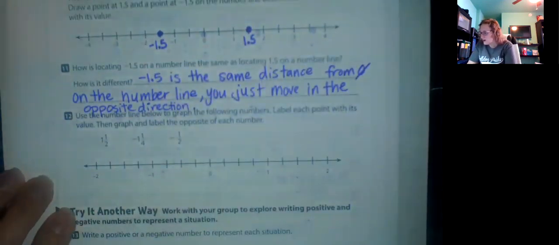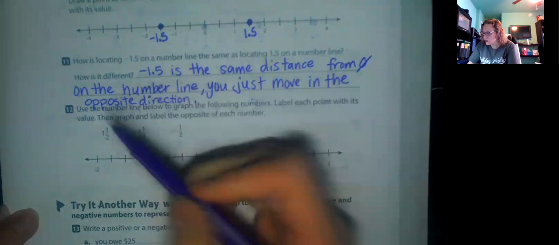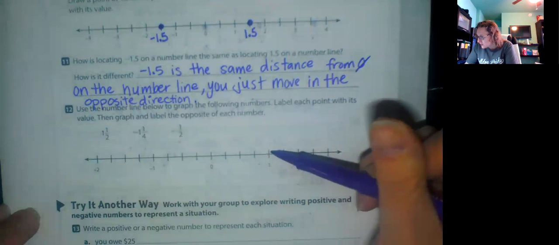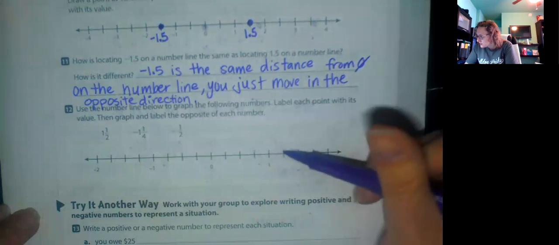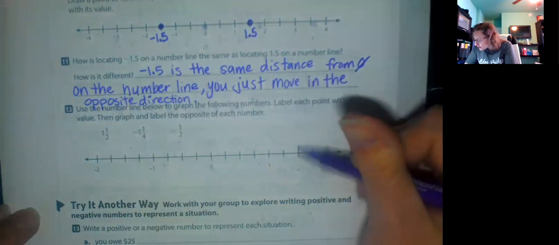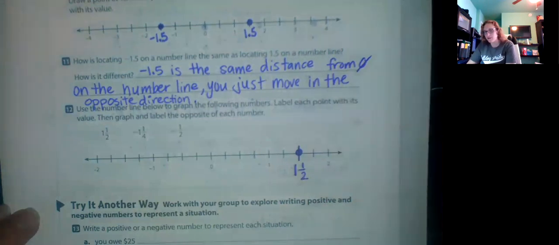Use the number line below to graph the following numbers. Label each point with its value, then graph and label the opposite of each number. Okay? All right, so 1.5, okay? So here's 1, and then we need to go half of this space. So if you look between 1 and 2, there is 1, 2, 3, 4 spaces. So half of 4 would be here. So this is 1.5. Okay? So it's halfway between 1 and 2.